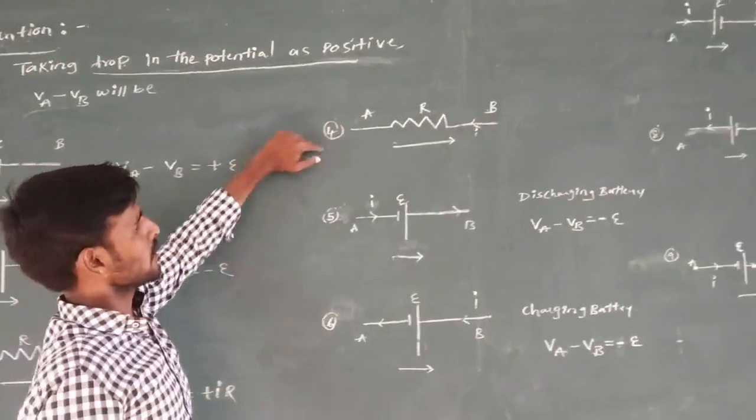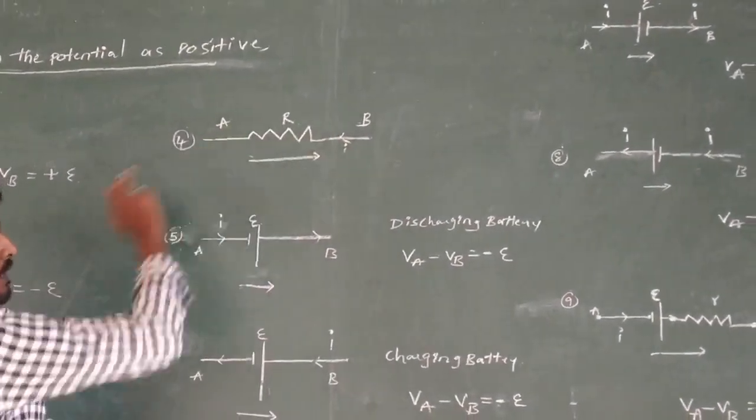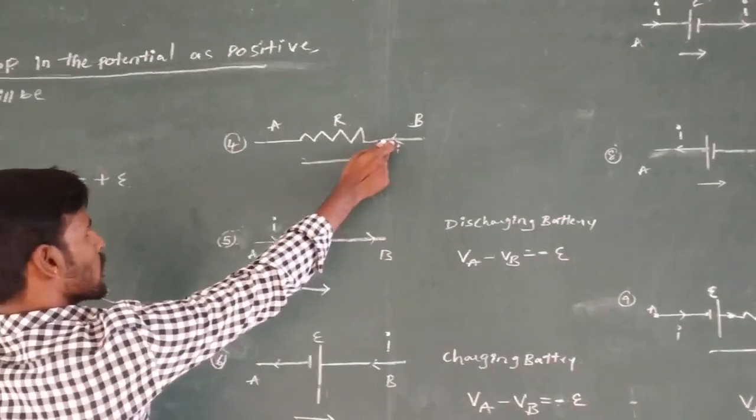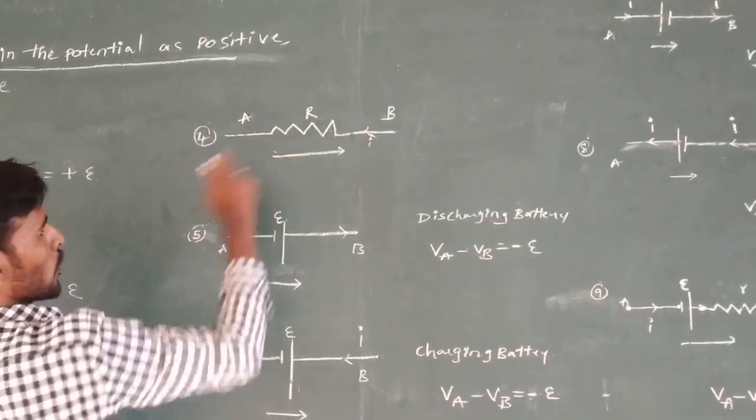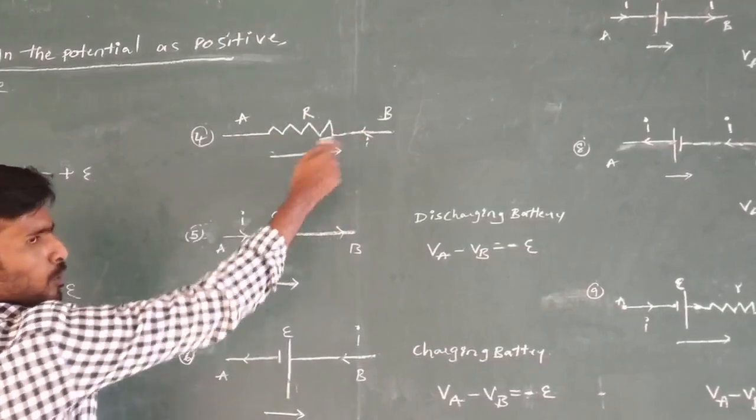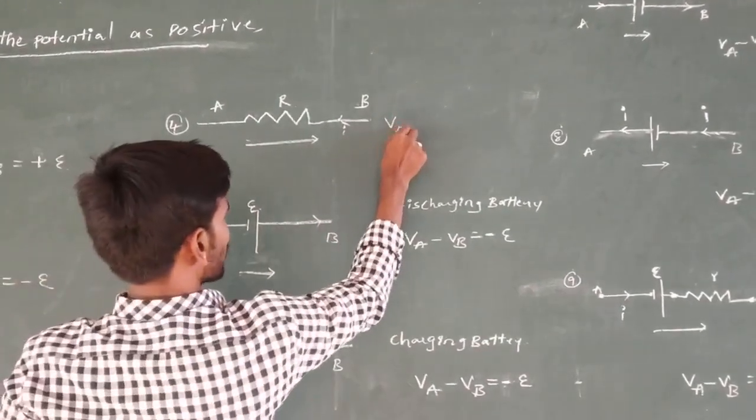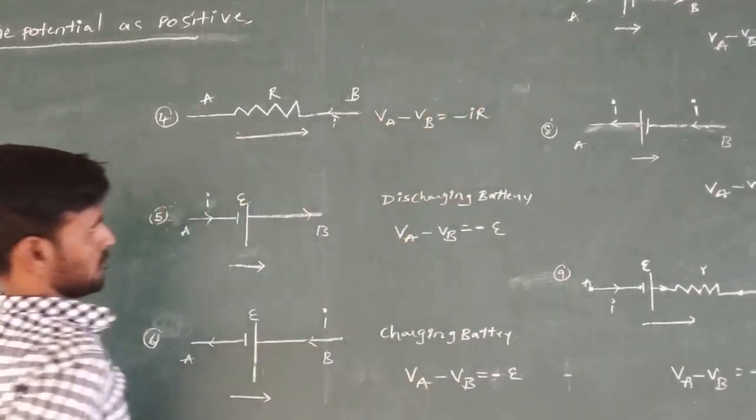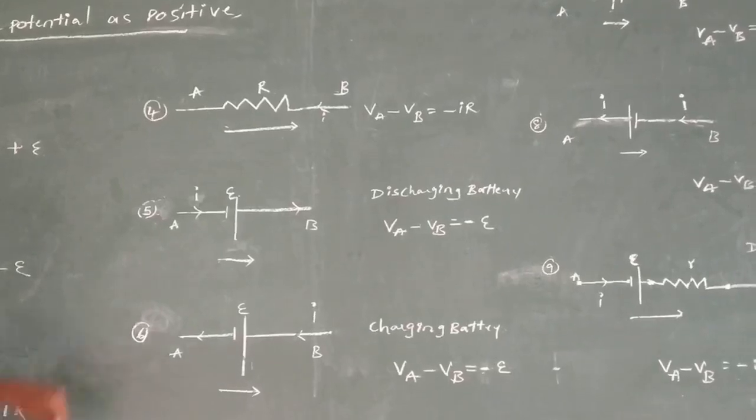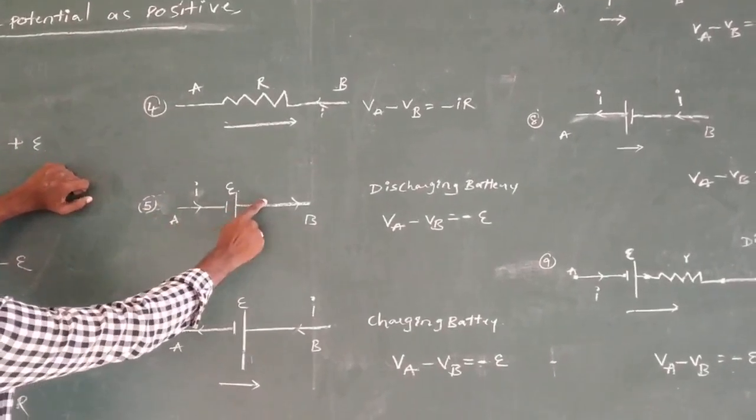In the next diagram, current is moving from point B to point A. That means lower potential to higher potential. But the direction represents higher to lower. Current and direction both are in opposite directions. VA minus VB is equal to minus IR.